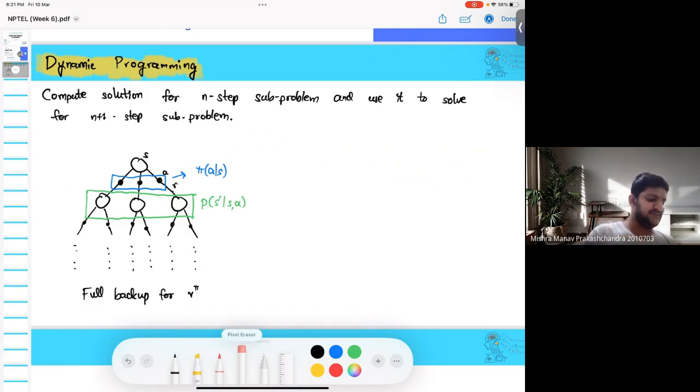Similarly, if I were to draw it for q pi, I don't start with an initial state S. Instead, I start with a state-action pair, because that's what my Q function tells me.